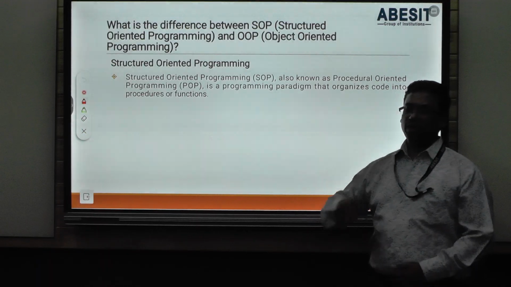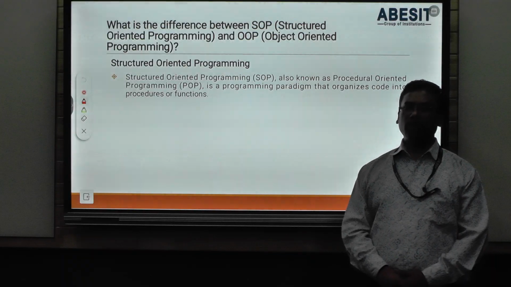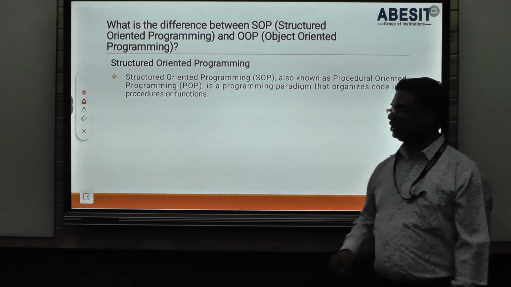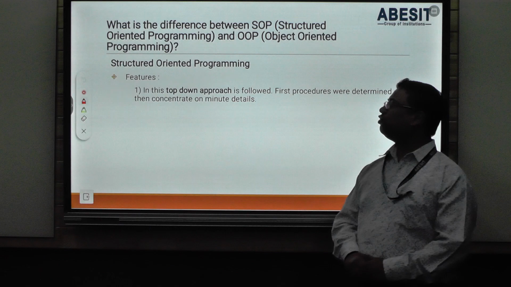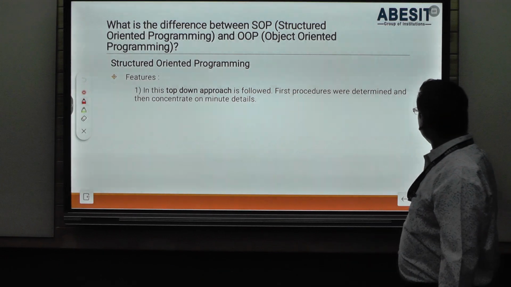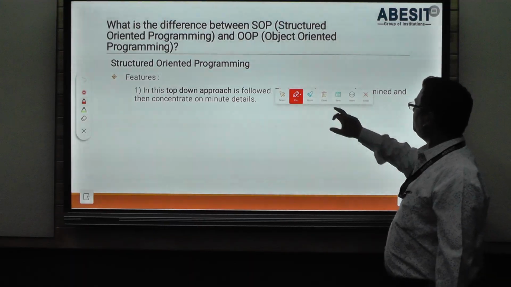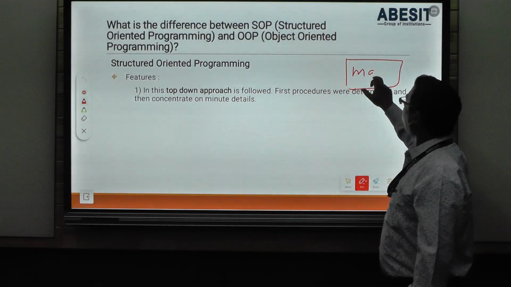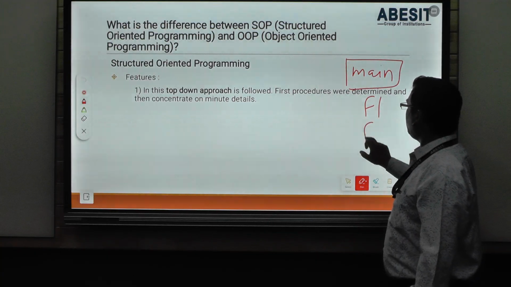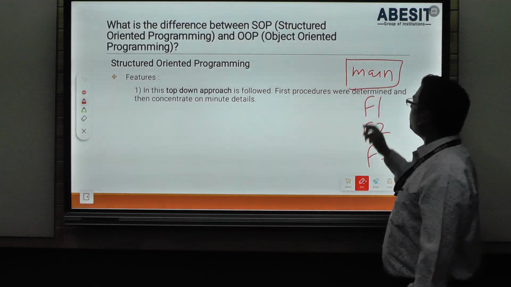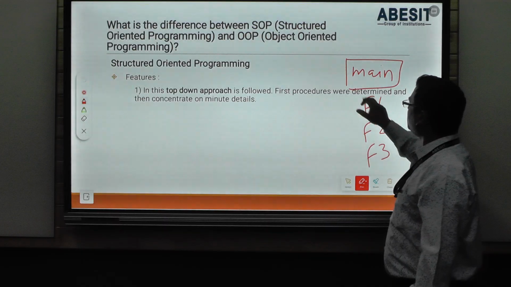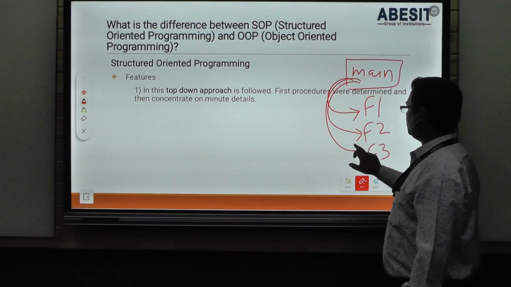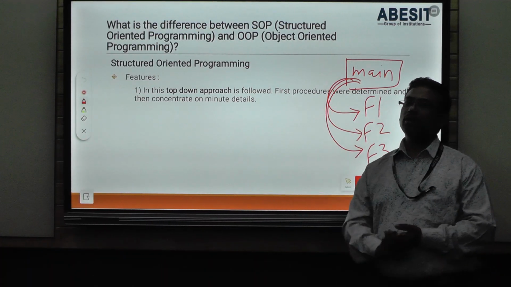Structured oriented programming is also known as the procedural oriented programming paradigm, which uses mainly procedures and functions. SOP uses a top-down approach. Let's see what that is. In the top-down approach, main is defined on the top, then a number of functions are defined below it. Whenever main wants to access any of these functions, control moves from top to down for calling every function. This approach is called the top-down approach.